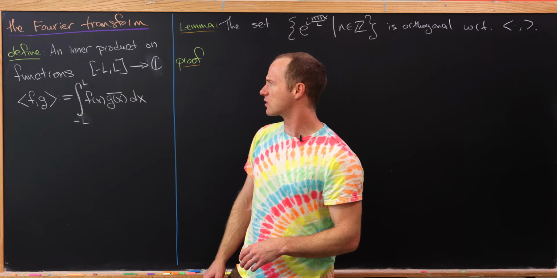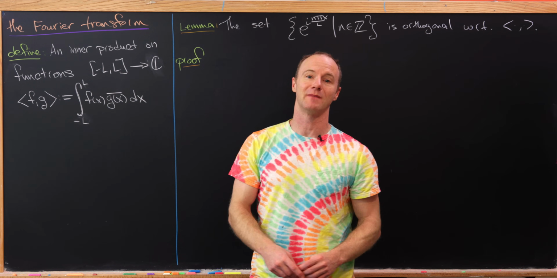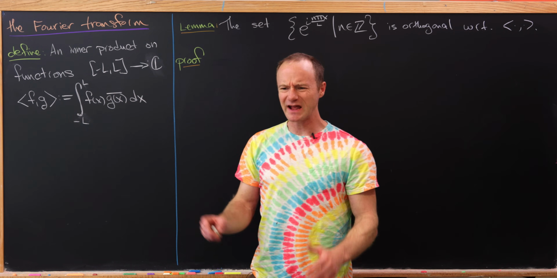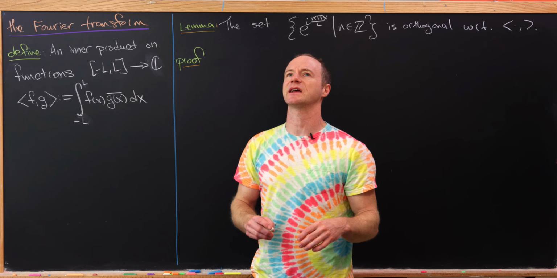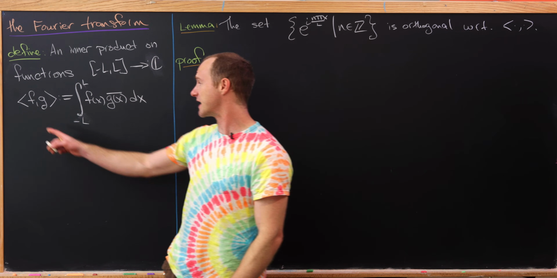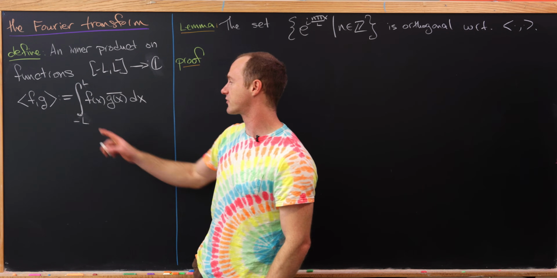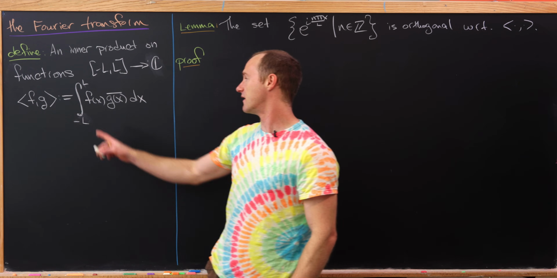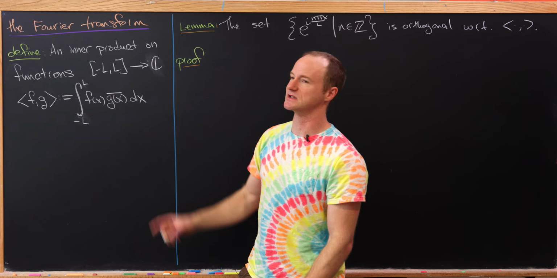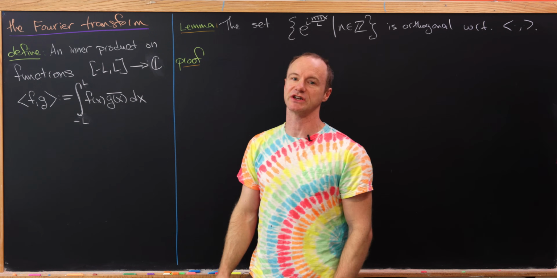So let's start with the following inner product on the set of functions from the interval minus L to L to the complex numbers. By an inner product, you want to think of this as a generalization of the dot product among vectors. The inner product of a function f and a function g is defined to be the integral from minus L to L of f times g bar. We need a bar here because this is complex numbers in the codomain, so we're taking the complex conjugate.